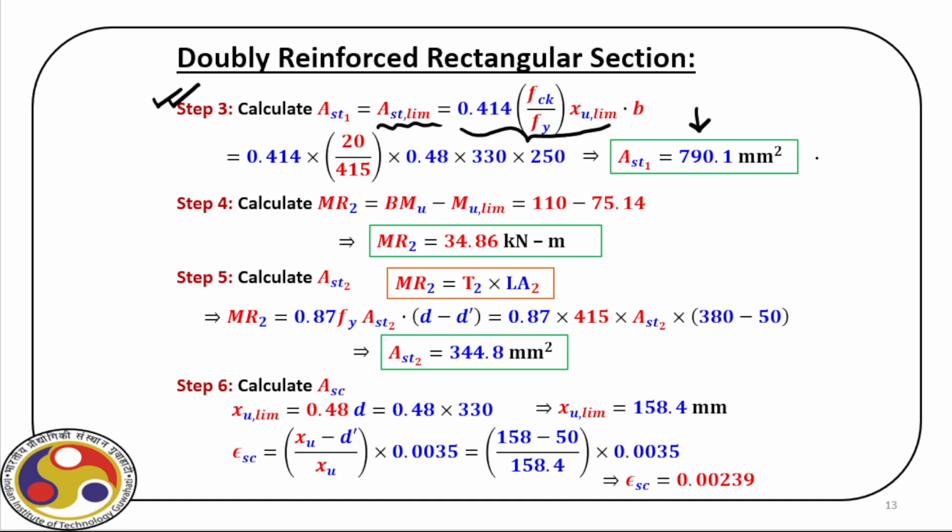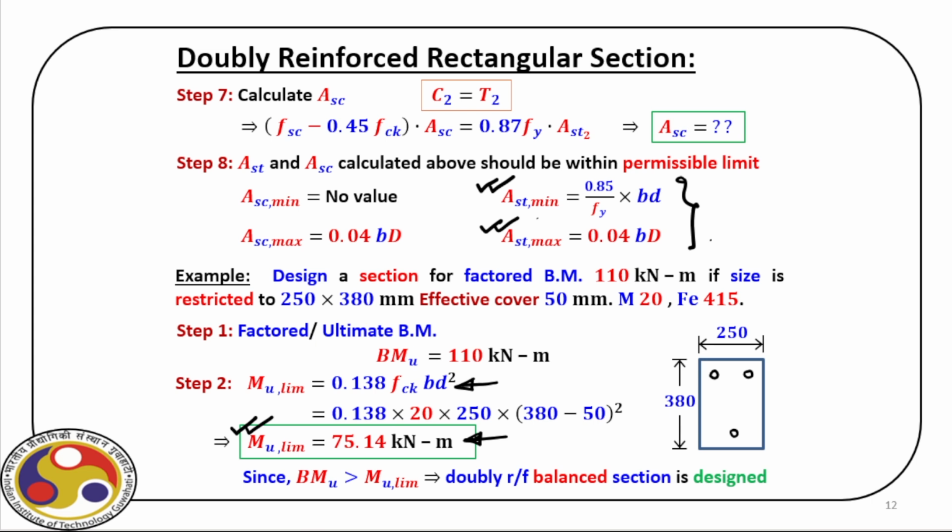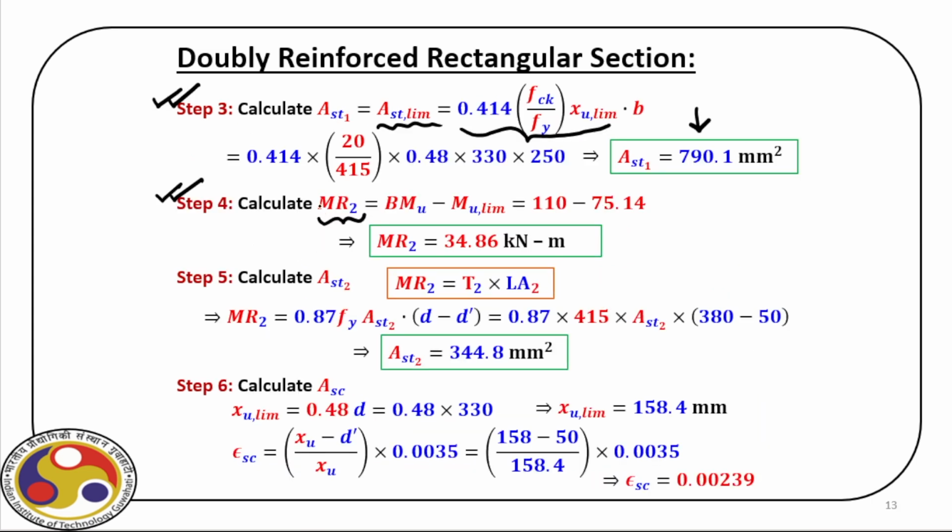Next we have to find out AST2. For that, we go to step 4. Here first we find out the additional capacity requirement arising from the extra bending moment that is coming from the external sources, which could not be addressed by Mu limit. So MR2 is nothing but the difference between these two. The external demand is 110, and the singly reinforced balanced section is offering 75.14. So the difference between these two will be taken care of by AST2.